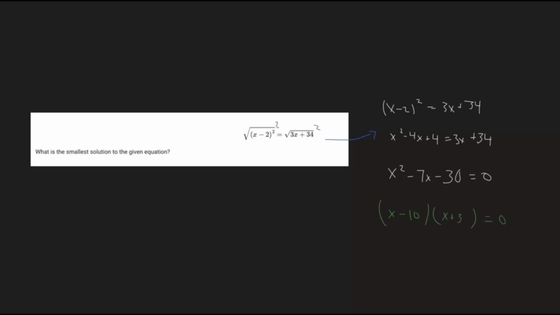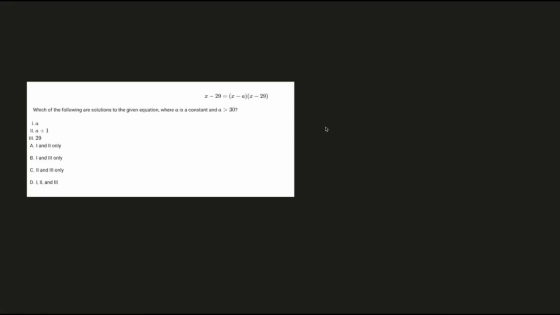And so now we want to solve for the x values, right? So we're going to set both of these equal to 0. So x minus 10 equals 0, and x plus 3 equals 0. And so we can find that x equals positive 10 and x equals negative 3. And so it wants the smallest solution to the given equation. And so we can clearly see that negative 3 is smaller than positive 10, and therefore negative 3 is going to be our answer.